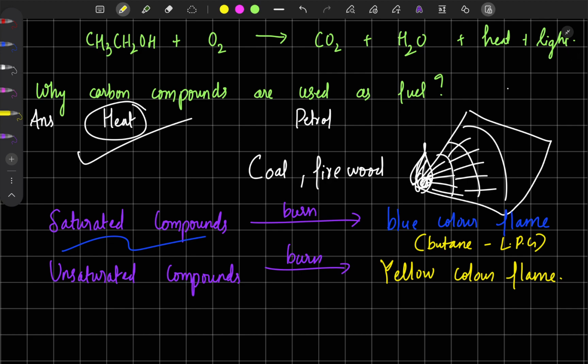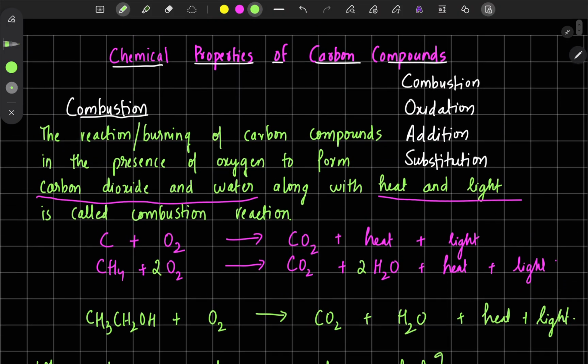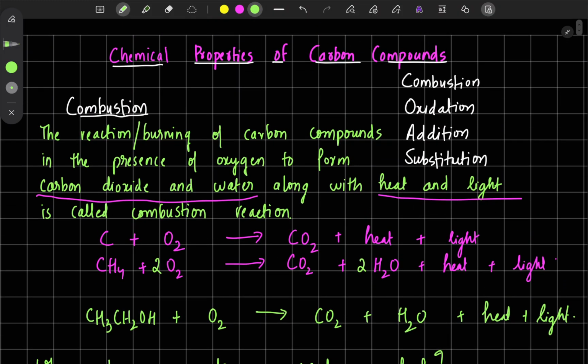Also remember, blue color flame implies complete combustion, and yellow color flame means partial combustion. Just keep in mind these two points also. So that is all about combustion that we need to know. Next we can look at oxidation.